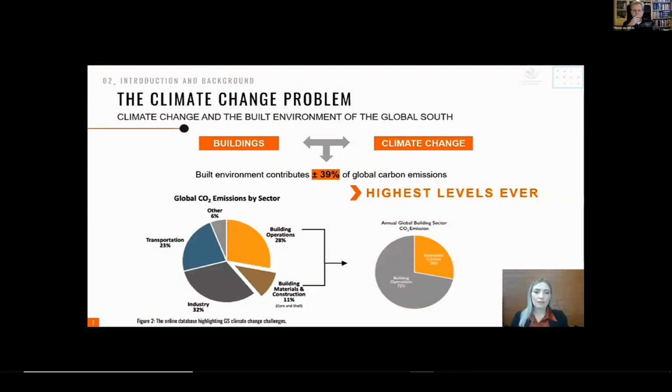Looking at the current climate change problem, we know that there's a direct link between buildings and climate change due to the high rate of carbon emissions from the construction and ongoing use of buildings. In 2019, total CO2 emissions from the building sector reached their highest ever levels, accounting for nearly 39% of global CO2 emissions. This is concerning and one of the major contributors to climate change.